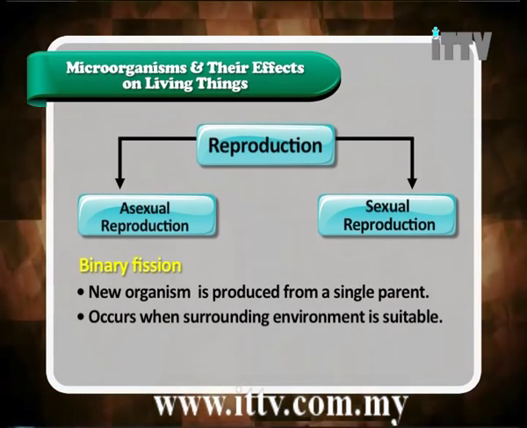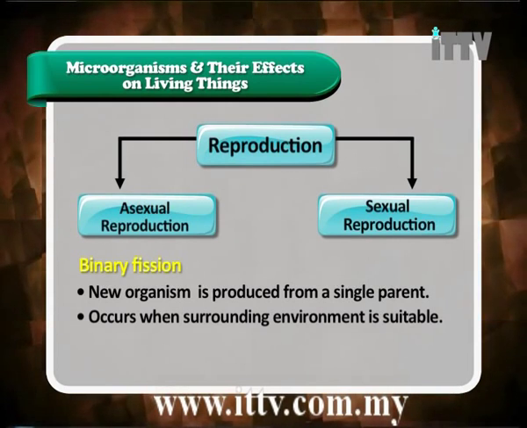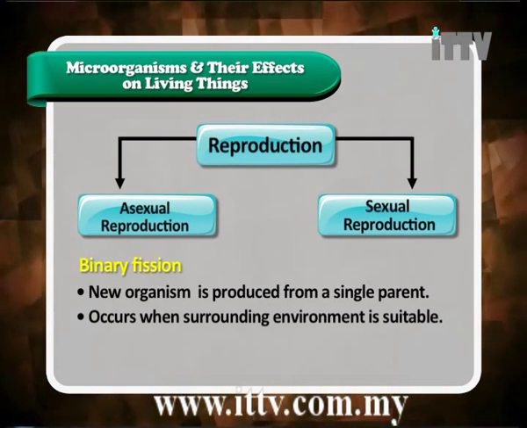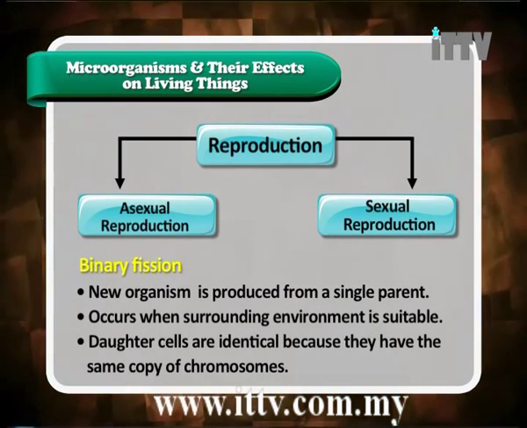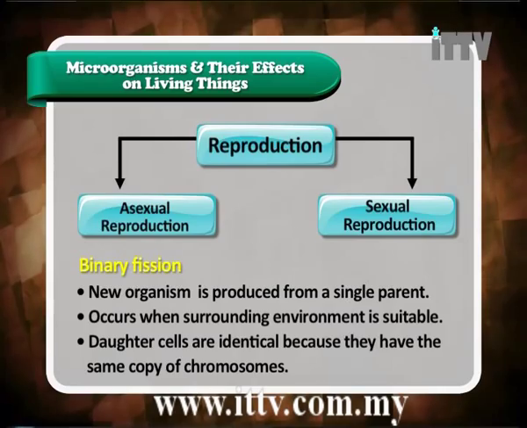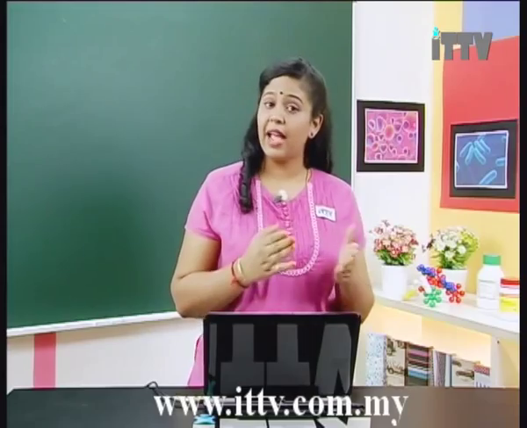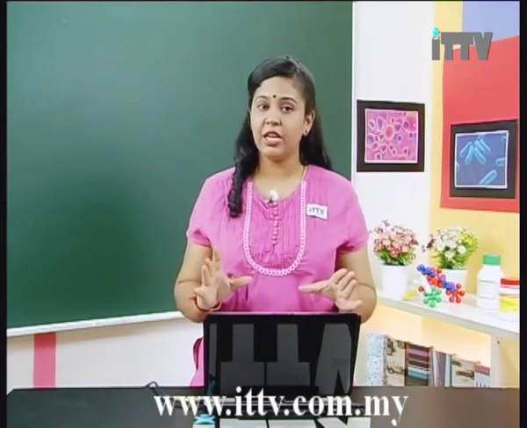First, the chromosome of the parent cell duplicates. Then, the parent cell divides into two identical daughter cells. The daughter cells are identical because they have the same copy of chromosomes. So here, we understand that reproduction is divided into two: asexual and sexual reproduction. Asexual reproduction happens through a process called binary fission. It happens when the condition is right and it only needs a single parent.